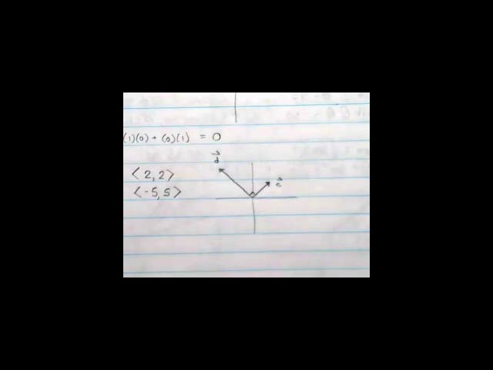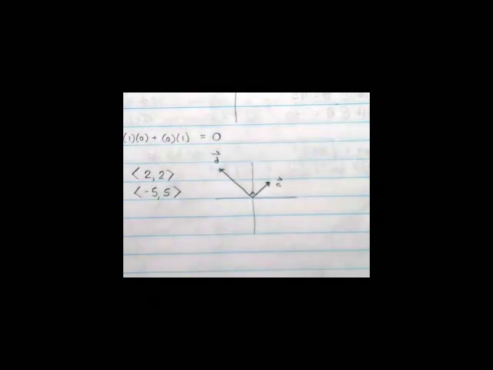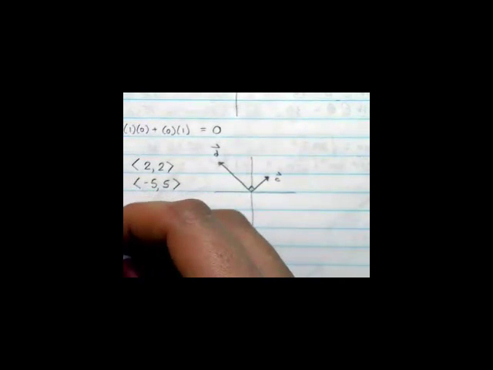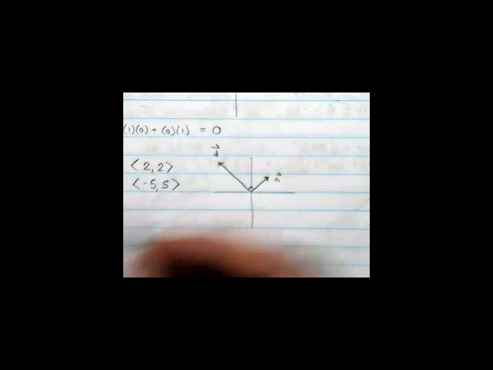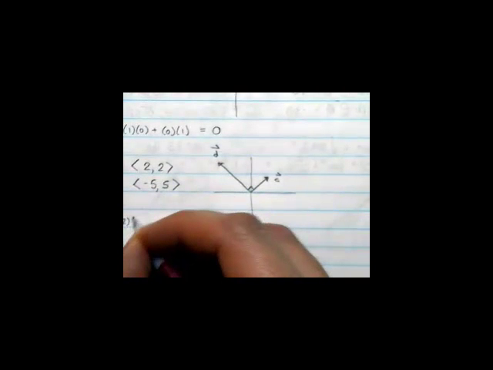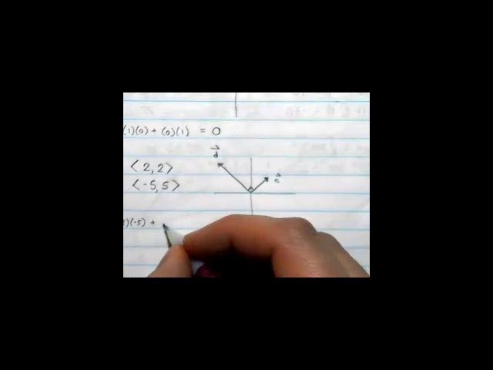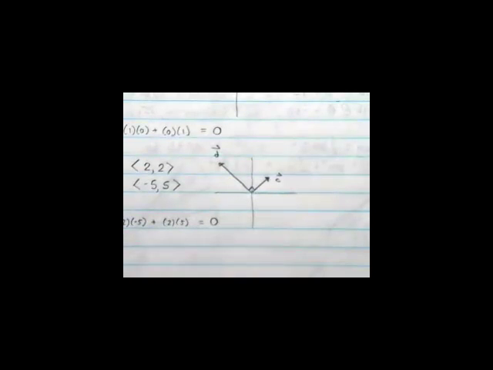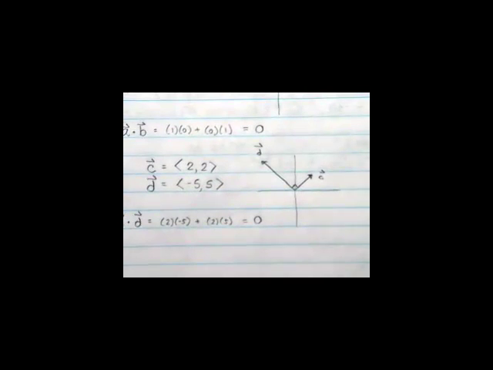So the dot product of these two vectors should then still technically come out to 0 because we know that they are orthogonal. So let's try that real quick, see if this still holds. So C dot D, 2 times negative 5 plus 2 times 5. Negative 10 plus 10. 0, right? So no matter what, if the two vectors are orthogonal or perpendicular, the dot product is going to be 0.